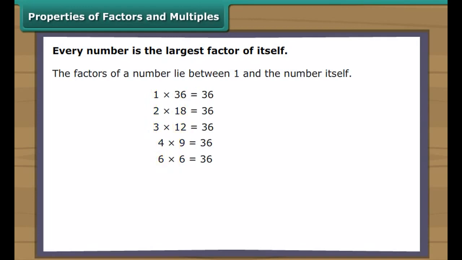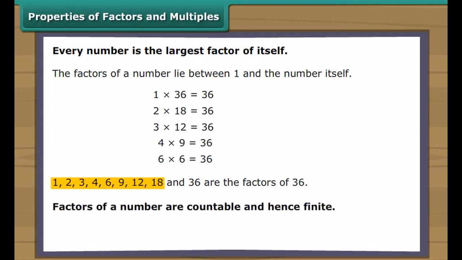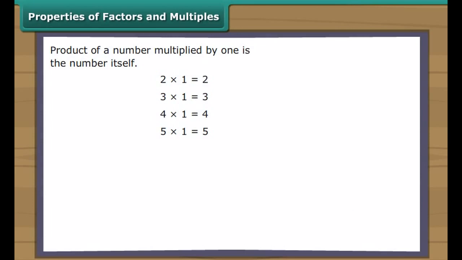For example, let us look at the factors of 36. 1, 2, 3, 4, 6, 9, 12, 18 and 36 are the factors of 36. Therefore, the factors of a number are countable and hence finite. Product of a number multiplied by 1 is the number itself. For example, 2 into 1 is equal to 2, 3 into 1 is equal to 3, 4 into 1 is equal to 4, 5 into 1 is equal to 5. Therefore, every number is a multiple of itself.